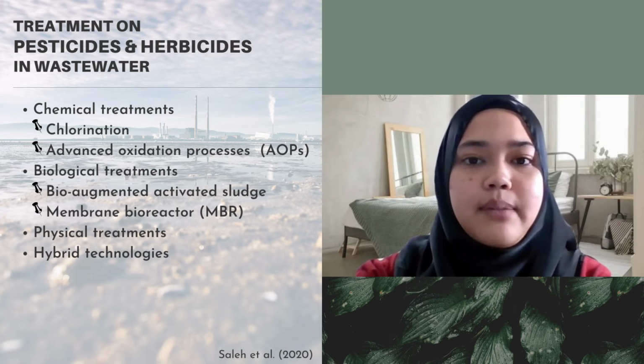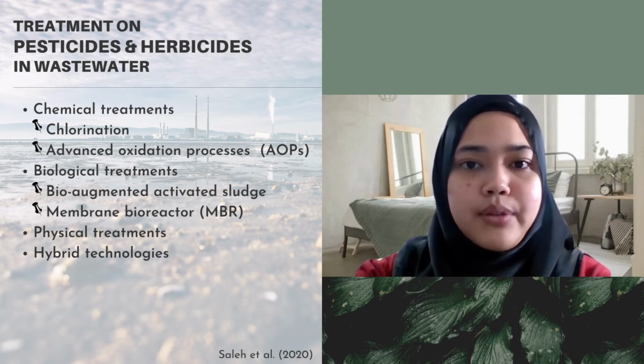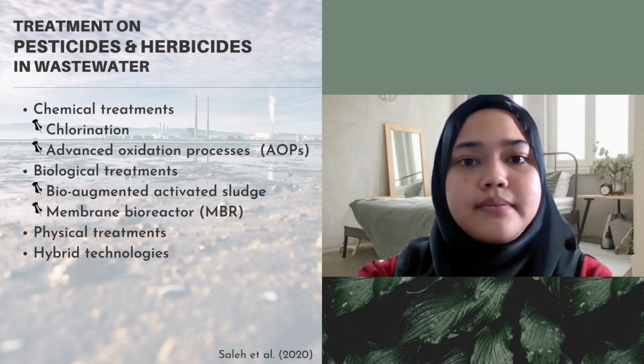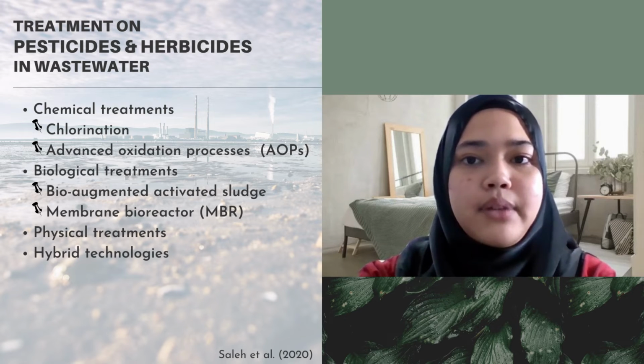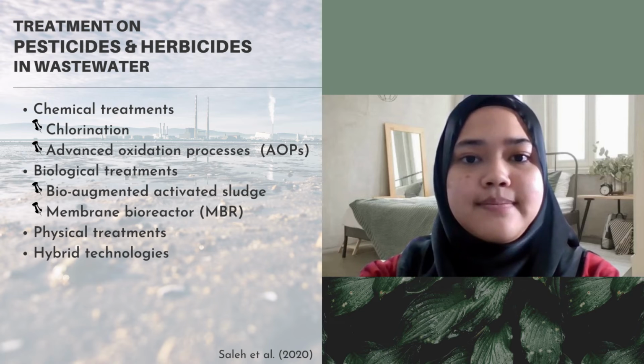Next treatment method is by applying biological treatment. Two most common methods are bio-augmented activated sludge and membrane bioreactor. Bio-augmented activated sludge uses conventional activated sludge augmented by 2,4-dichlorophenol degrading bacteria, while membrane bioreactor is the latest technology that combines membrane filtration technique with biological treatment. Pesticides and herbicides in wastewater can also be treated with physical treatment and hybrid technologies which combine chemical, biological, or physical treatment.